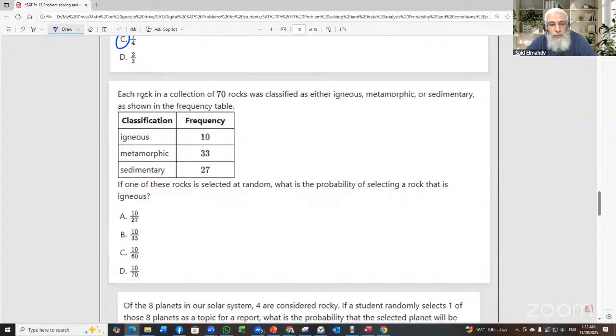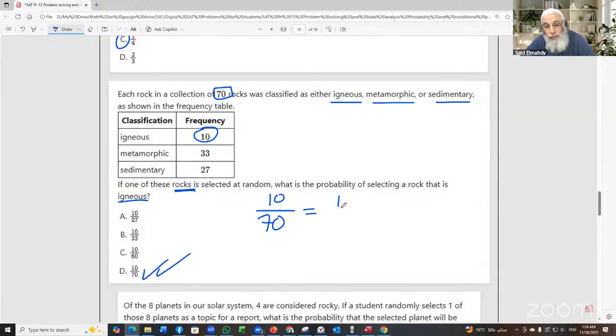It says here, each rock in a collection of 70 rocks was classified as either igneous, metamorphic, or sedimentary, as shown in the frequency table. If one of these rocks is selected at random, the total is 70. What is the probability of selecting a rock that is igneous? Igneous is 10. So this is 10 over 70, or 1 over 7. We can write it as 1 over 7.